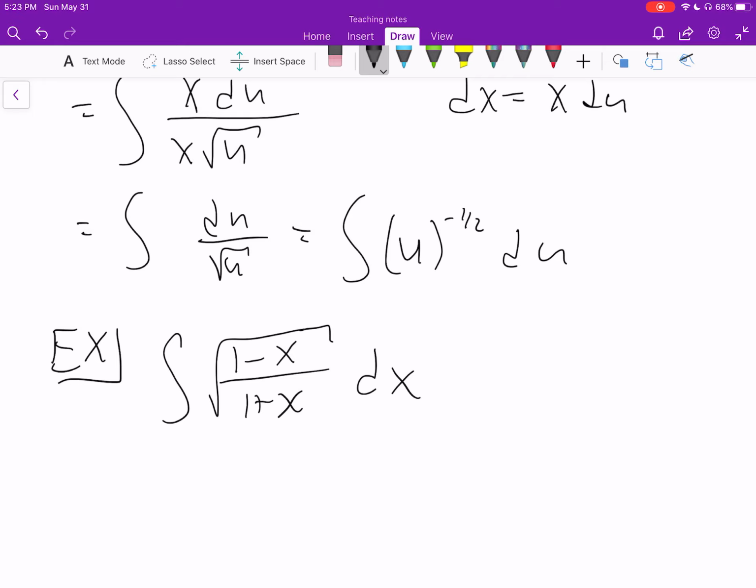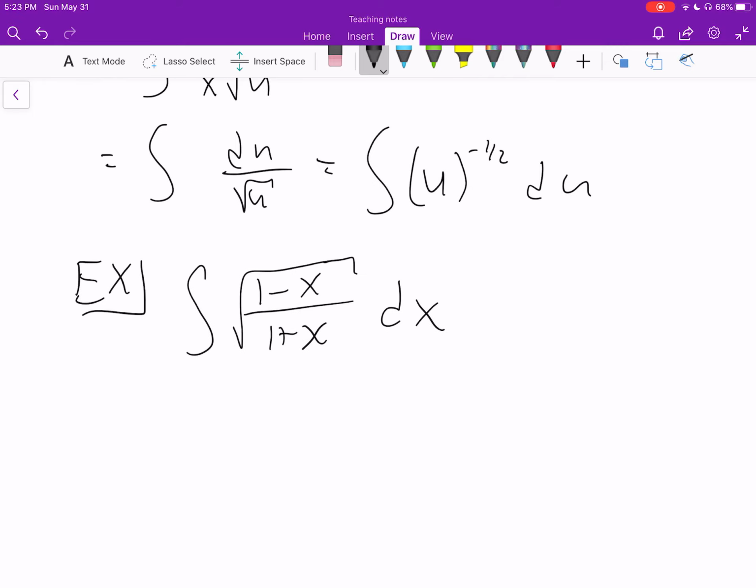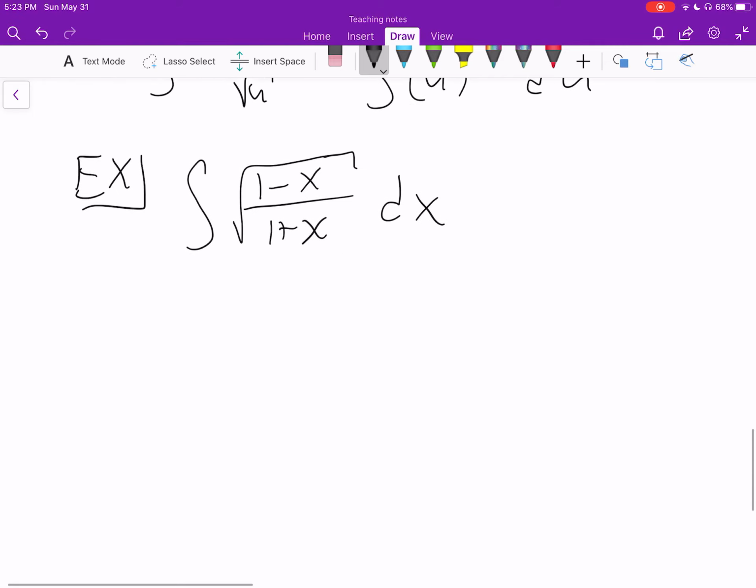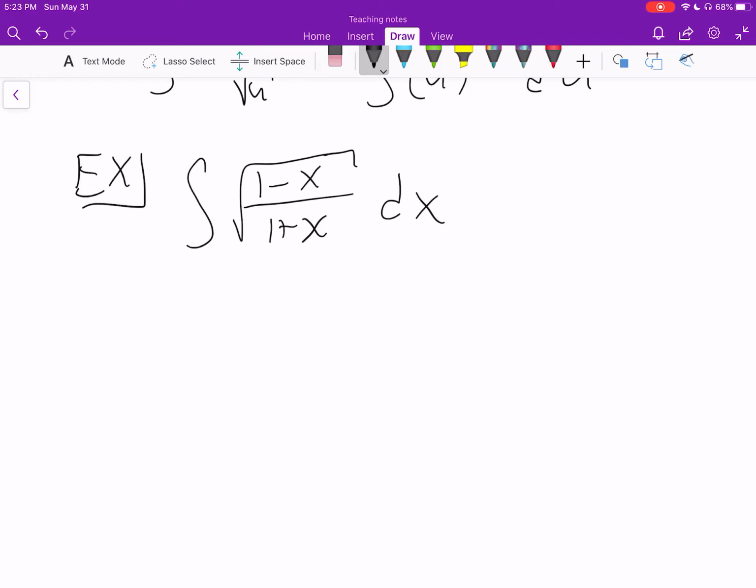Okay, so this one is kind of a tricky one. There are some u substitutions that'll work here. What you can do instead is do some simplifications to this one to make it a little easier. So remember, if I have the square root of two things divided by each other, this is square root of 1 minus x divided by the square root of 1 plus x. I can always write that.